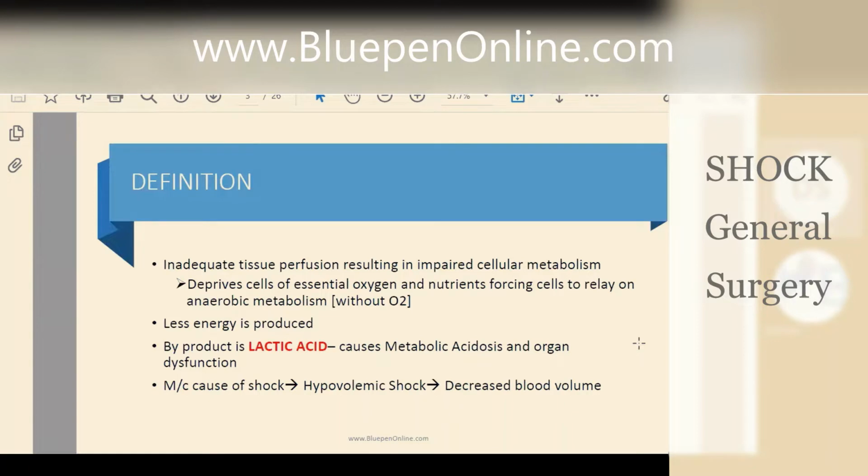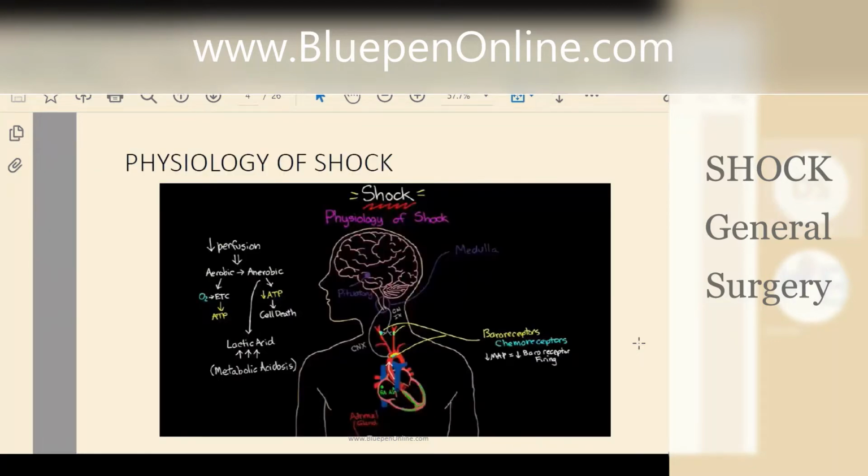Now I'll come to the topic of physiology of shock, because you just need to understand what causes shock formation, and when shock happens, what all reactions happen in our body. So now I'll take mainly hypovolemic shock. When there is decreased blood in the body, there will be decreased perfusion, that is the blood supply to all the organs and cells.